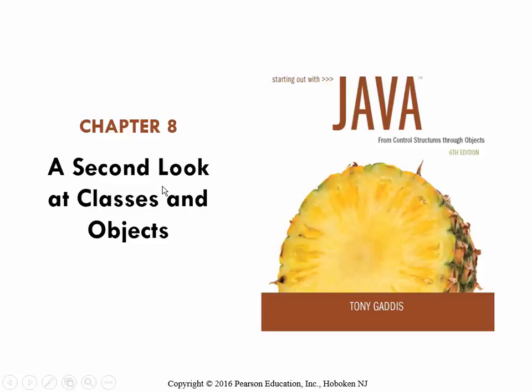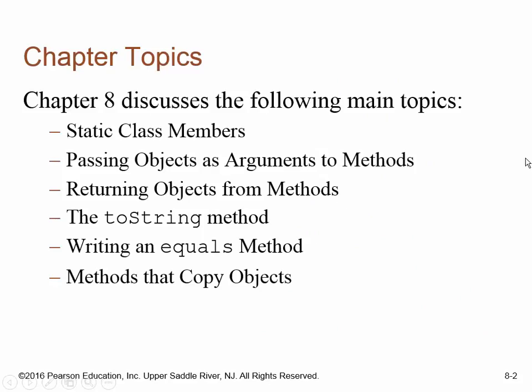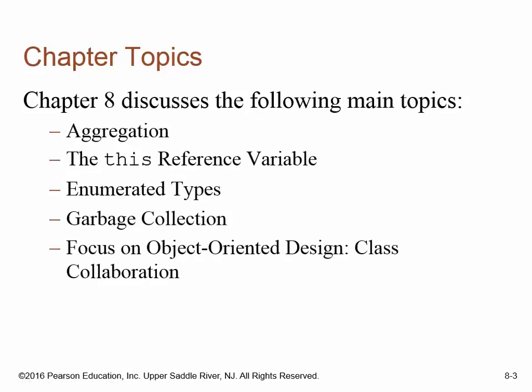So in Chapter 8, a second look at classes and objects, we'll talk about static class members, passing objects as arguments to methods, returning objects from methods, the toString method, writing our own equals method, and methods that copy objects. This is probably where the book starts to get a little bit more complex. We'll also discuss aggregation, the reference variable, enumerated types, garbage collection, even though I already have, and class collaboration.